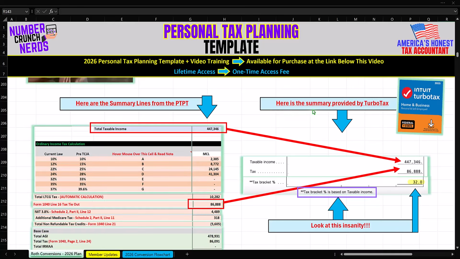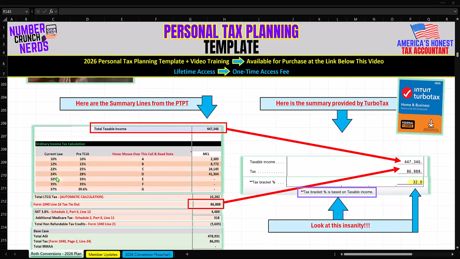Now, here is the summary provided by TurboTax within their actual tax return. Right here, taxable income $447,346. It agrees to the personal tax planning template down to the dollar, as it always does. Right here is their tax calculated $86,888. That also agrees to the personal tax planning template down to the dollar, as it should. Now let's go through these lines over here one more time.